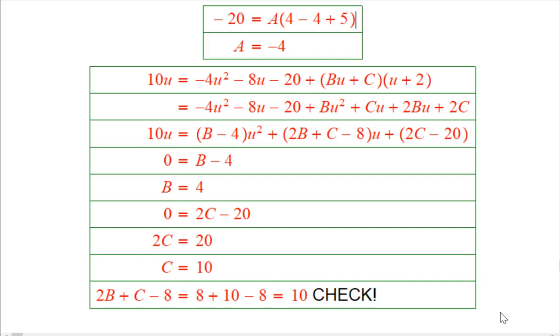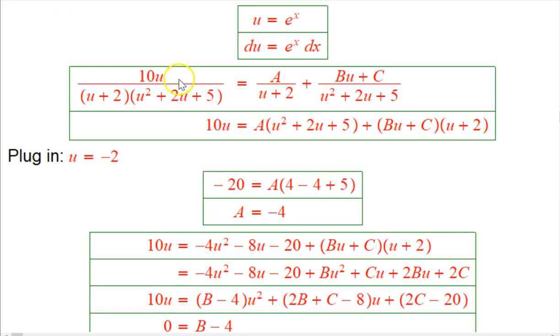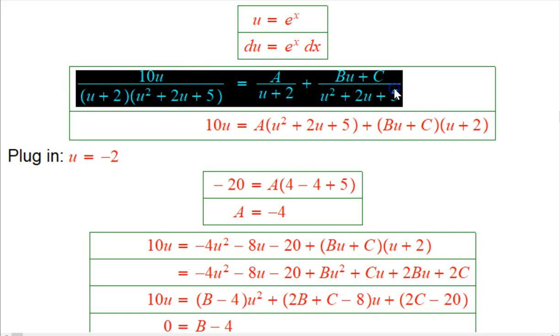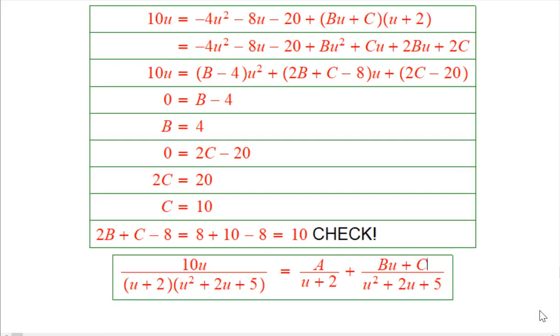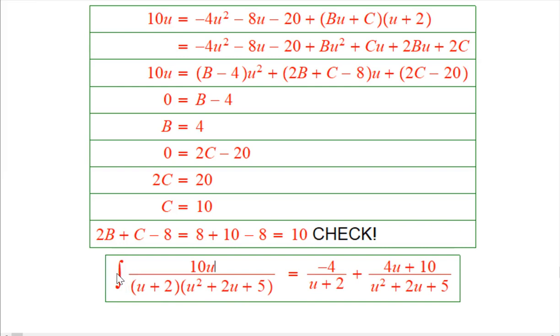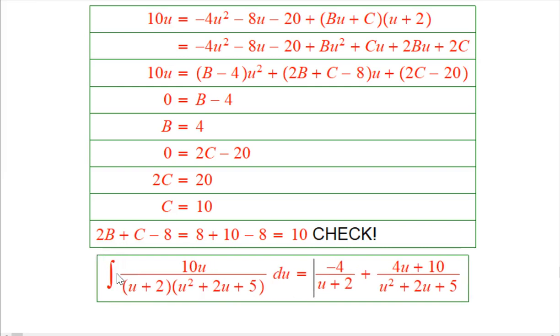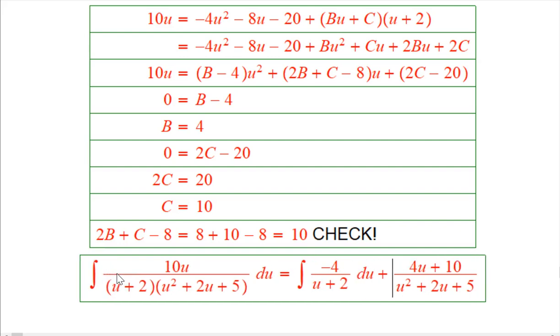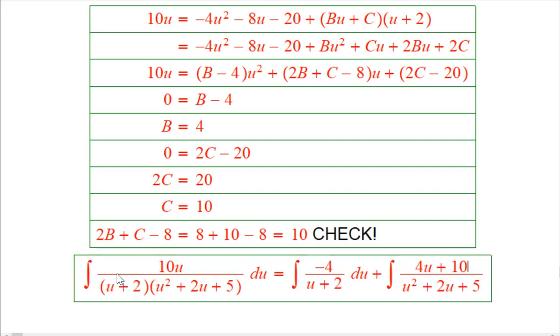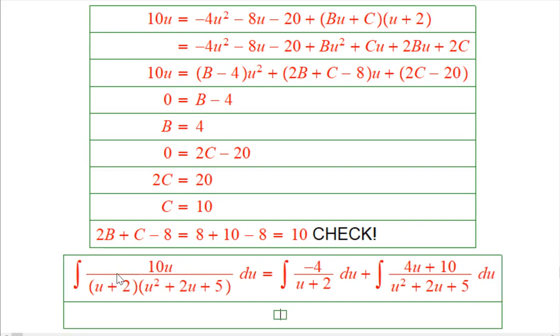Okay, so now we have our coefficients: minus 4, 4, and 10. We're going to go back up to here. Okay, and now let's just rewrite the fact that we really wanted the integral on both sides, du. So that's going to be the integral of this du plus the integral of this du. And most likely we're going to need to use different methods on those, so we're going to just split them up.